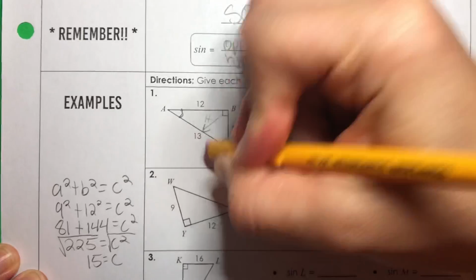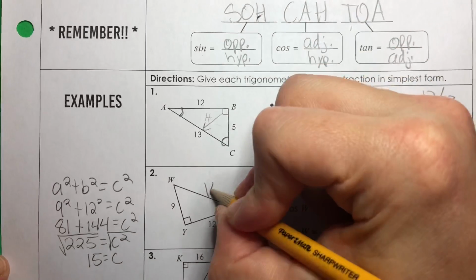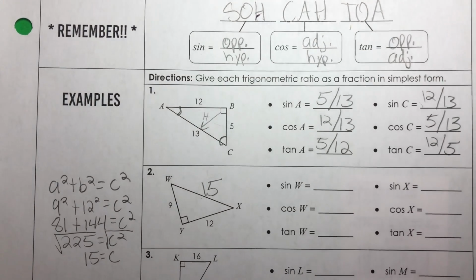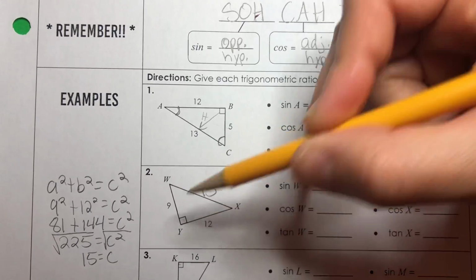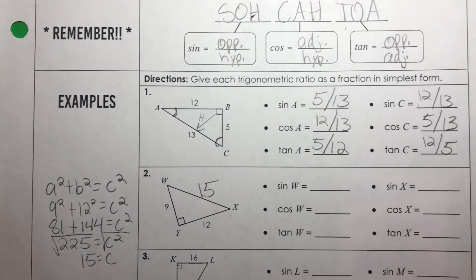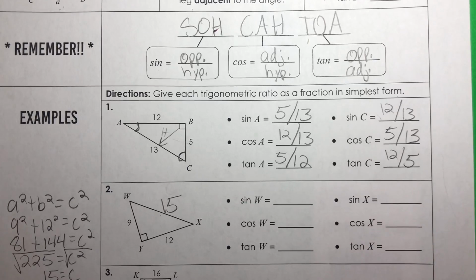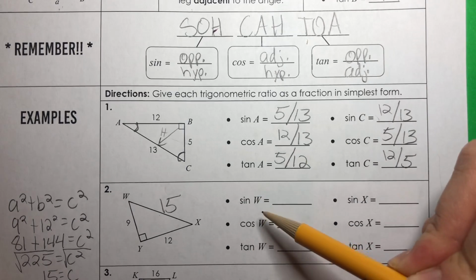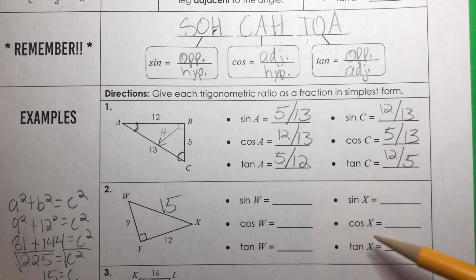Okay, so I'm going to erase this question mark. And the length is a 15. So that should be the longest of the 3 lengths because the hypotenuse is the longest side. So now that we know all 3 sides, let's set up our ratios for example number 2. Sine, cosine, and tangent for angle W. Sine, cosine, and tangent for angle X.